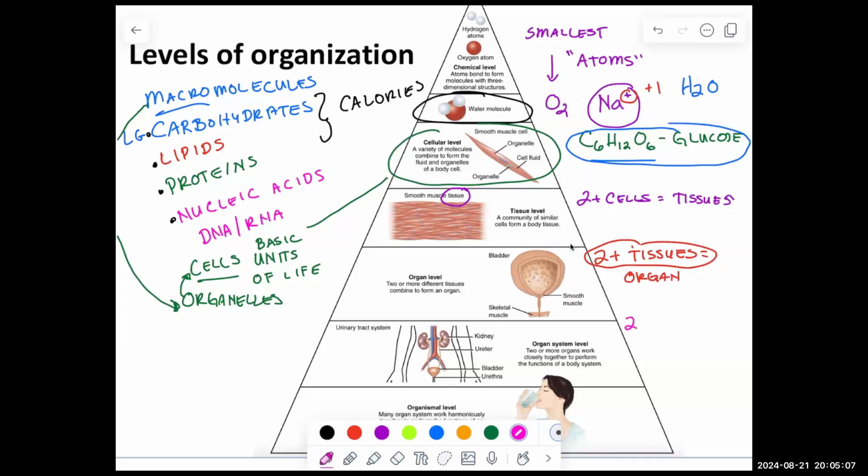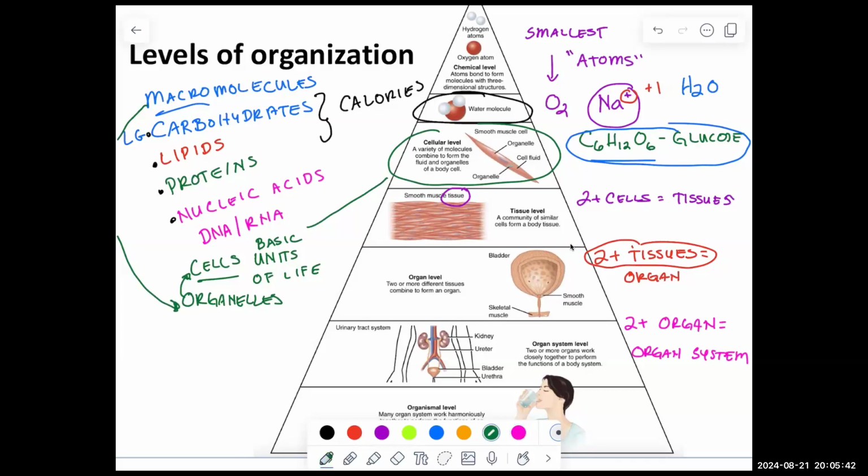What about when we have two or more organs? Organ system. Give me an example of an organ system. I heard reproductive system, right? Two or more organs is an organ system. What's another organ system? Respiratory system. Nervous system. What is it? Circulatory. We're going to call that the cardiovascular system. The heart, the blood vessels, all of those things make up one organ system.